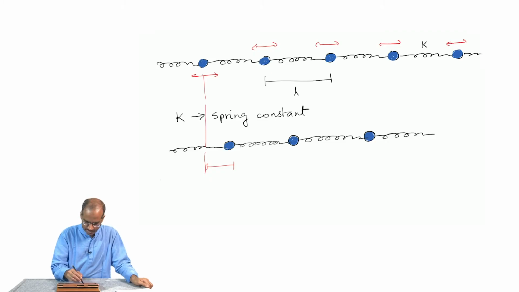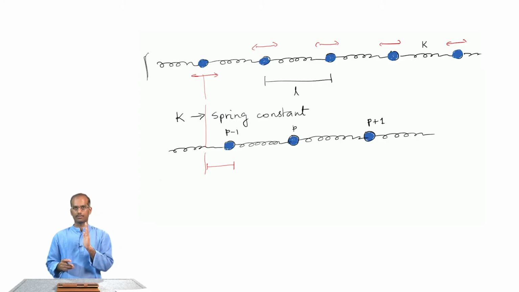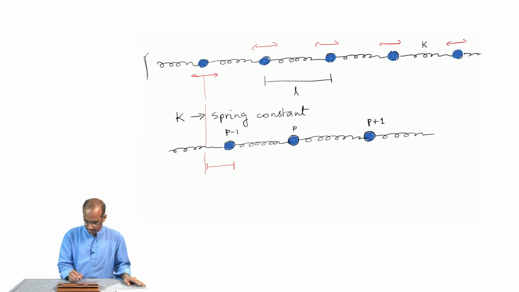Let me say that this is the p minus 1th bead, and this is the pth bead and the p plus 1th bead. So, my displacement with respect to the equilibrium configuration. The equilibrium configuration is this one, which is shown at the top, and I have indicated by this vertical red line the position of the p minus 1th bead in the equilibrium configuration, and with respect to that the new configuration has been displaced by an amount eta p minus 1.